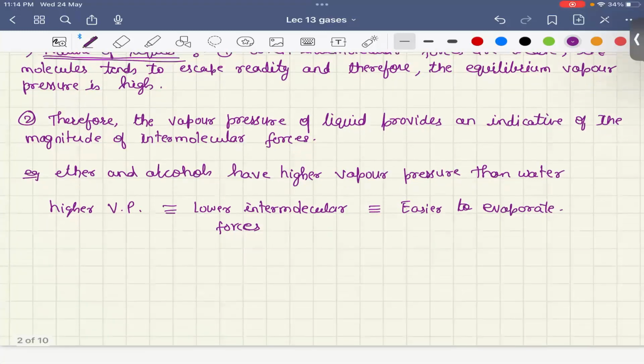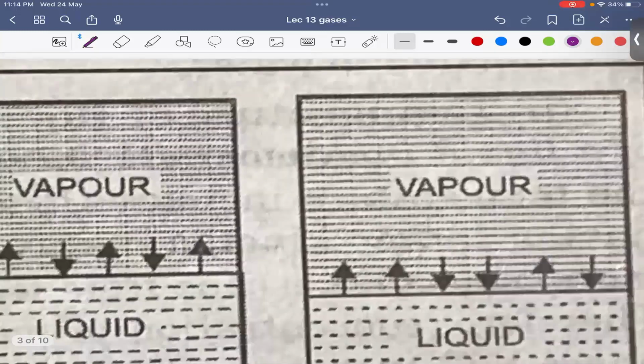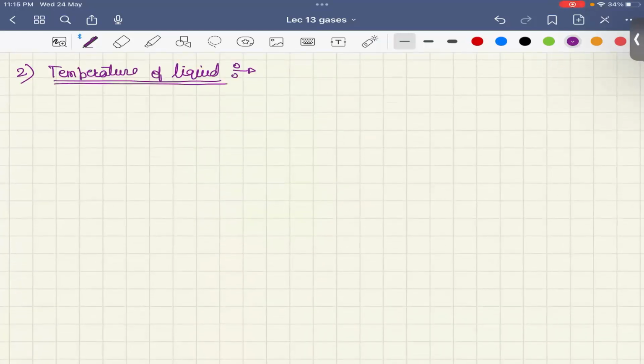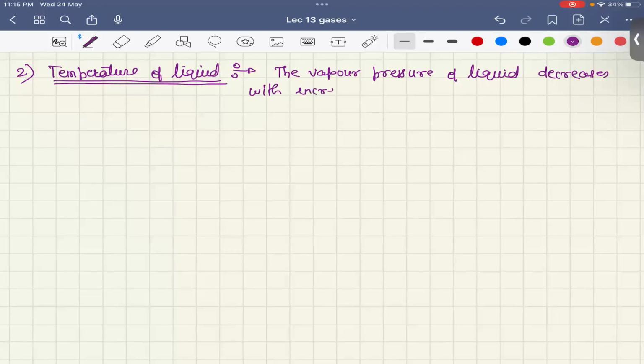Second one is the temperature of the liquid. The vapor pressure of a liquid increases with increase in temperature. As temperature increases, the fraction of molecules having larger kinetic energy increases. Therefore, more molecules escape from the surface of the liquid, and therefore the concentration of molecules in the vapor phase will increase. Hence, vapor pressure of the liquid increases.